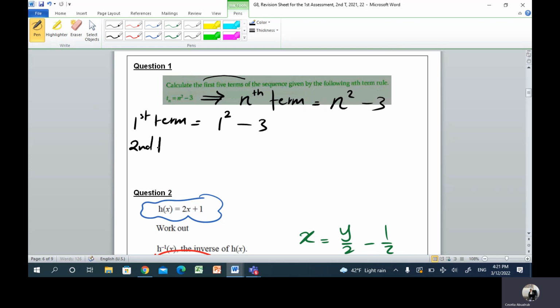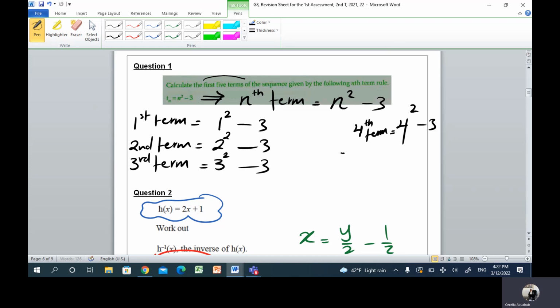Second term, it's when n is equal to 2, so 2 squared minus 3. Third term, it's when n is equal to 3, so it will be 3 squared minus 3. The fourth term is when n is equal to 4, so it will be 4 squared minus 3. And then the fifth term is when n is equal to 5, so it will be 5 squared minus 3. And then use the calculator or mental.